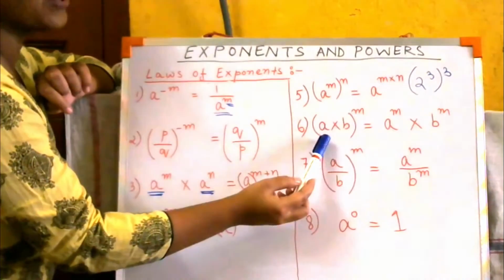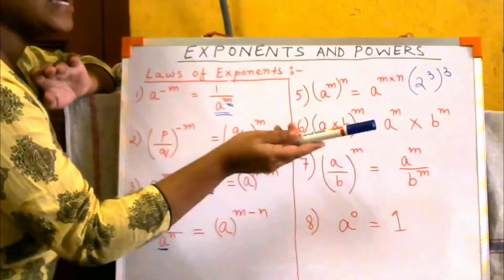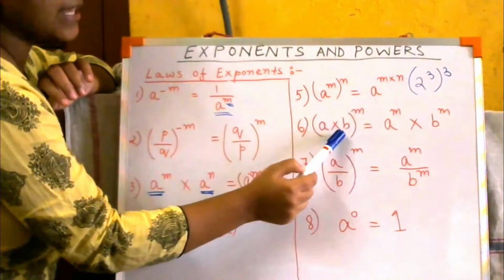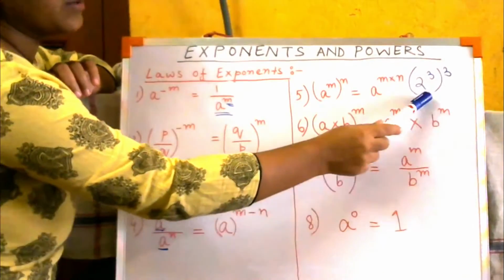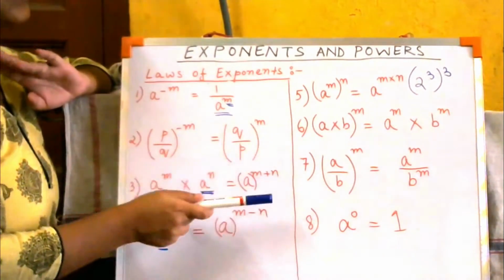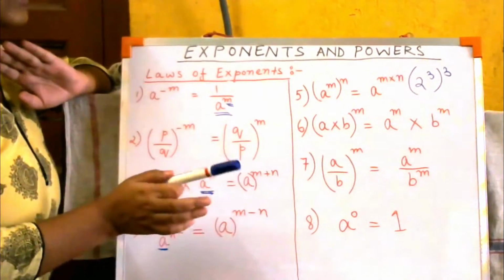It is not only for a or it is not only for b. It is for both a and b. So a to the power m, into sign was already there, so into b to the power m. We are going to see how we apply these laws, so there is nothing to get confused. I just want to explain the laws, that's all.